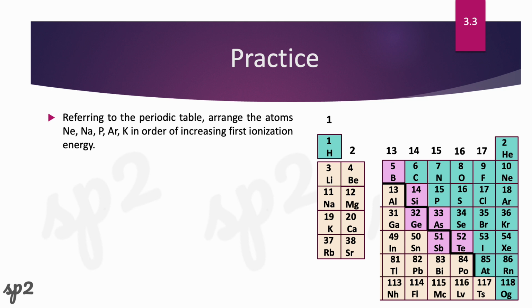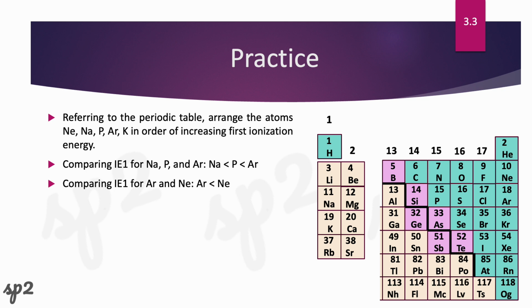Okay, that brings us to our practice. Referring to the table, and again, I have that portion of the table that you need, we're trying to arrange the atoms neon, sodium, phosphorus, argon, and potassium in order of increasing first ionization energy. So if you look at the table, sodium, phosphorus, and argon are all three on the same row. So sodium must be the lowest one, because that's the biggest one. And then I have phosphorus, and then I have argon.